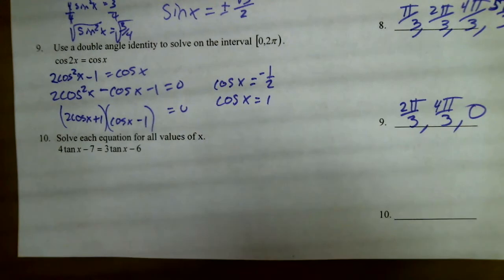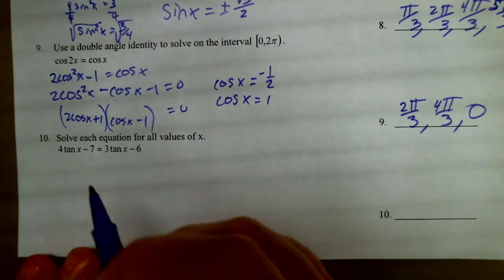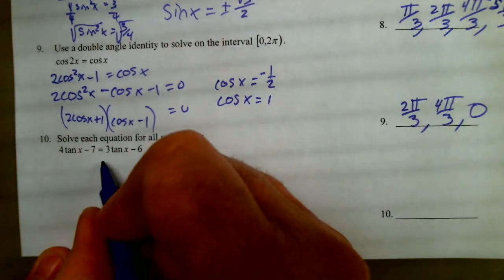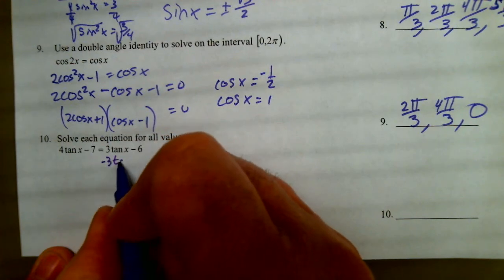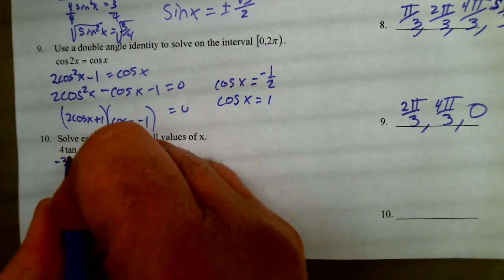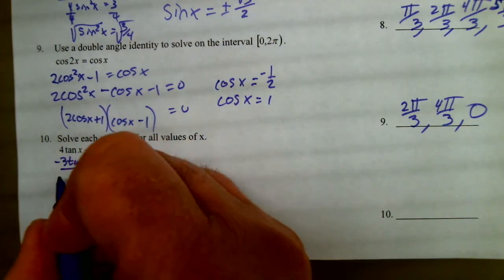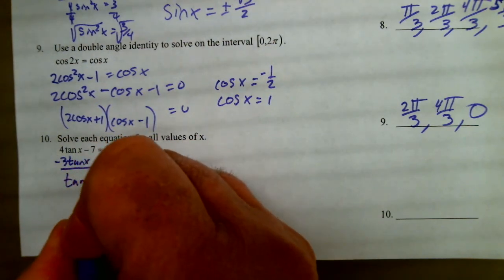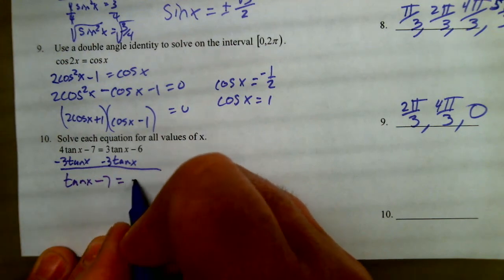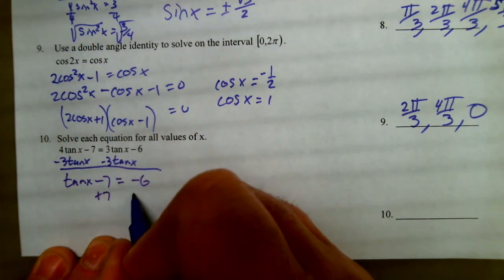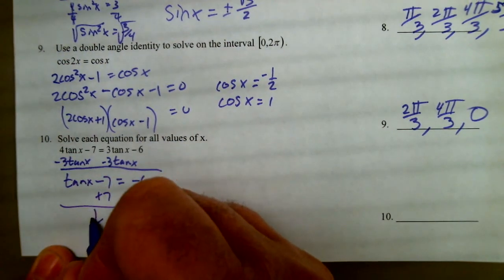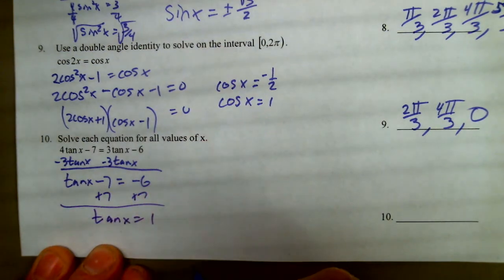Our last question today, we're going to take a look at this and solve it. First thing I'm going to do is subtract 3 tan x from both sides. And I get 1 tan x minus 7 equals negative 6. Adding 7 to both sides, I get the tan of x is equal to 1.